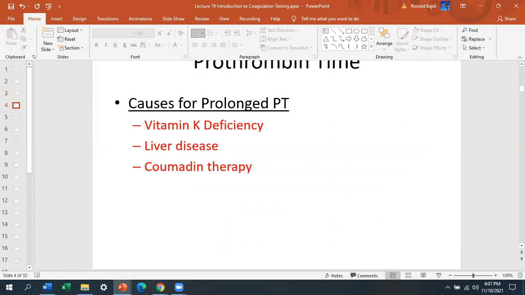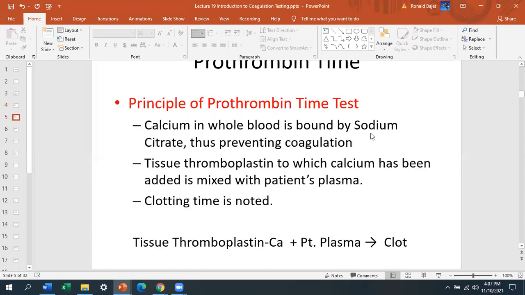Okay. Causes for prolonged prothrombin time. If your PT is elevated, meaning that you have a high time, it takes a long time for the clot to form, it's probably due to vitamin K deficiency, liver disease. Those two go hand in hand because vitamin K is formed in the liver. So if you have a liver problem, you won't have vitamin K. So there goes your 2, 7, 9, and 10. And also Coumadin therapy. Okay, so Coumadin therapy as opposed to heparin therapy.